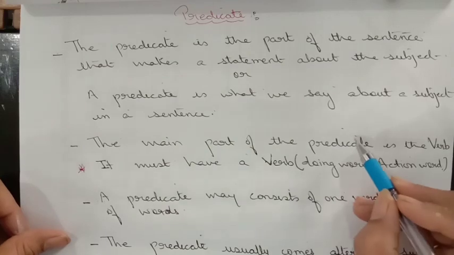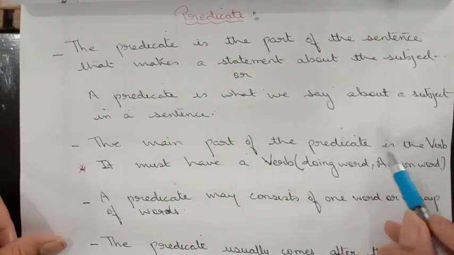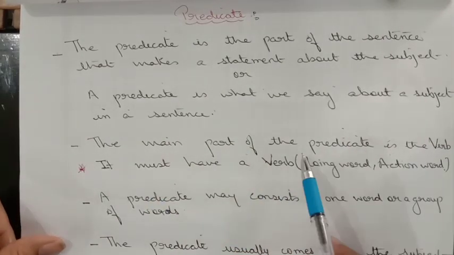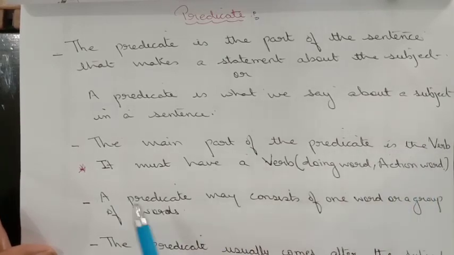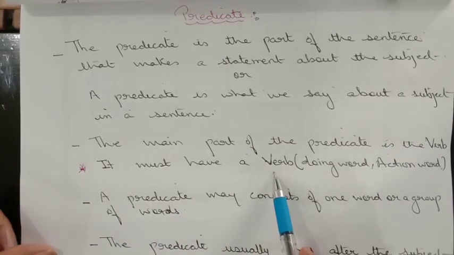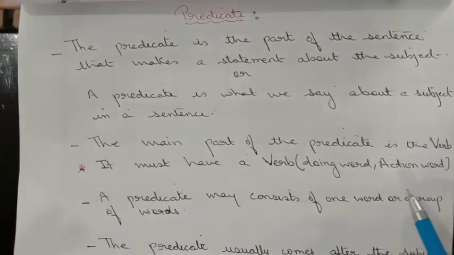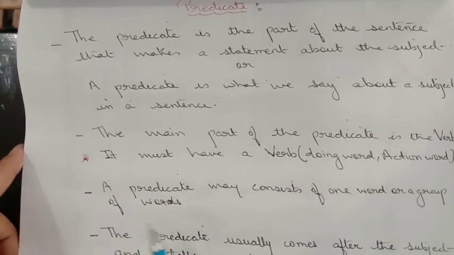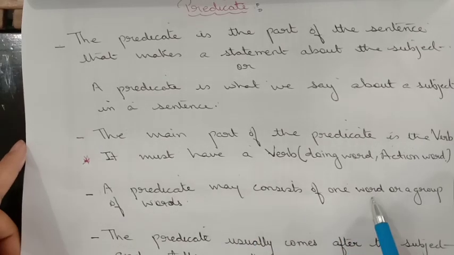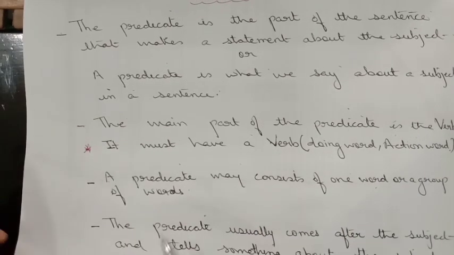The main part of the predicate is the verb. Kindly make note. A predicate must have a verb. What is a verb? It is a doing word or an action word, you can say. A predicate may consist of one word or a group of words.